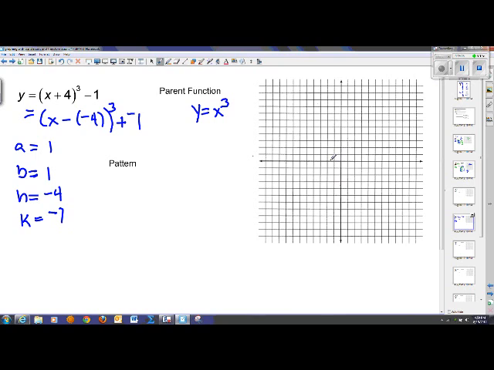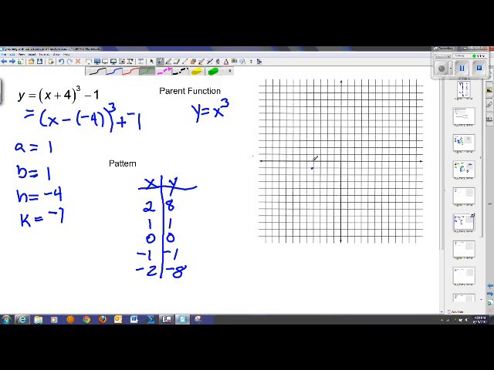I'm going to back up 4 now. 1, 2, 3, 4. Go down 1. Put a dot. I need a pattern. x cubes have patterns of (2, 8), (1, 1), (0, 0), (-1, -1), and (-2, -8). So from that blue dot, I'm going to draw this fictional set of axes. And from that point, I'm going to graph this pattern.